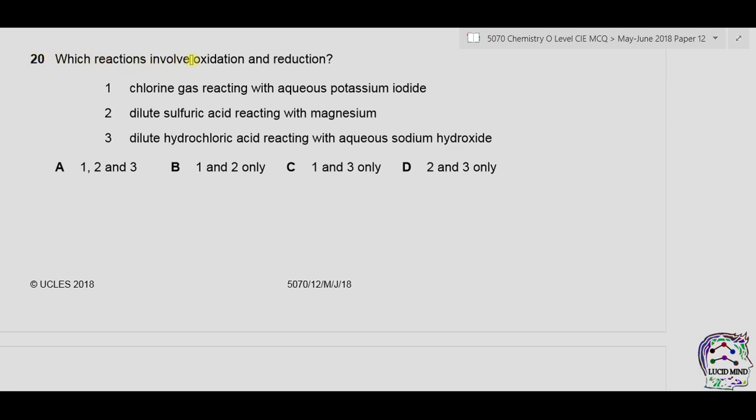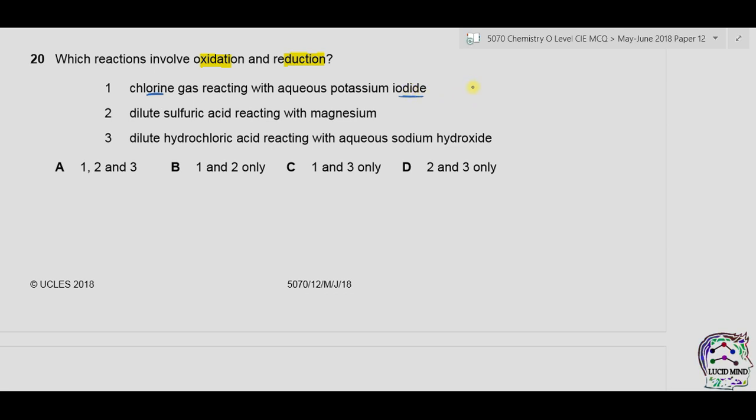Question 20. Which reactions involve oxidation and reduction? Part 1. Chlorine gas reacting with potassium iodide. Now we have chlorine on one side and iodine on the other side. In halogens we know that their activity decreases down the group, so chlorine is more reactive than iodine. So chlorine can easily displace iodine to form a compound.